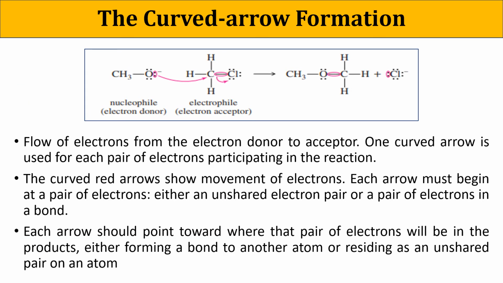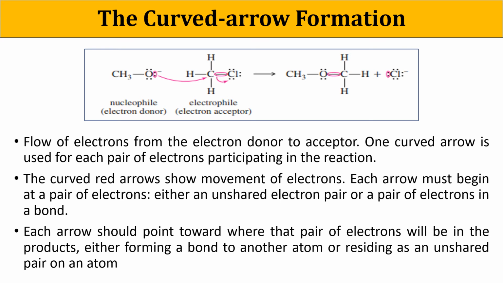The curved arrow formalism is used to show the flow of an electron pair from the electron donor to the electron acceptor. The movement of each pair of electrons involved in making or breaking a bond is indicated by its own separate arrow, as shown in the reaction.